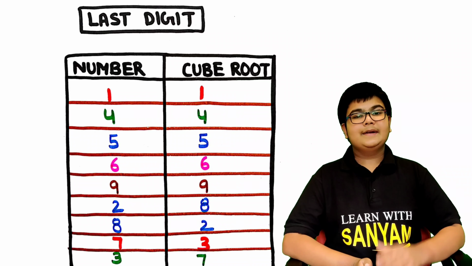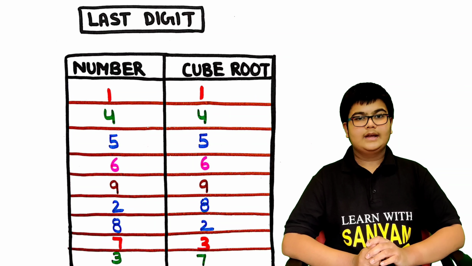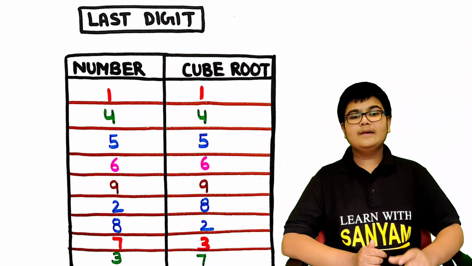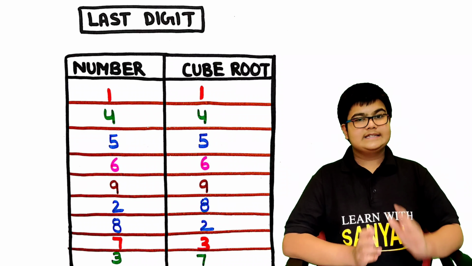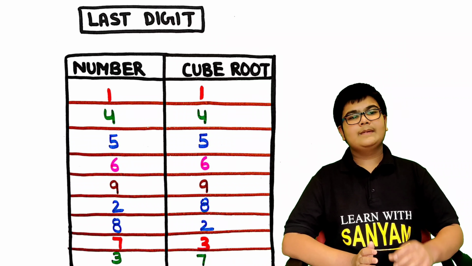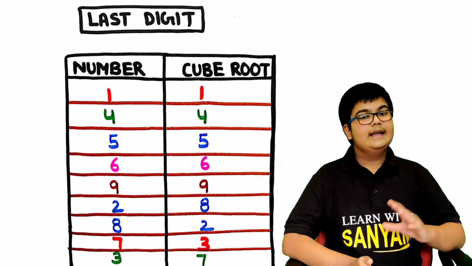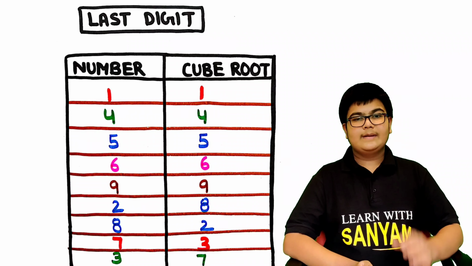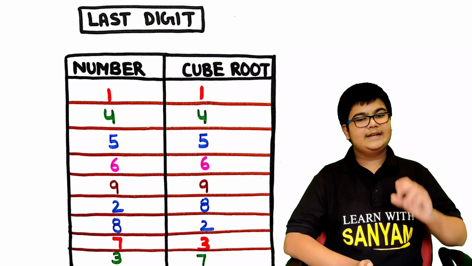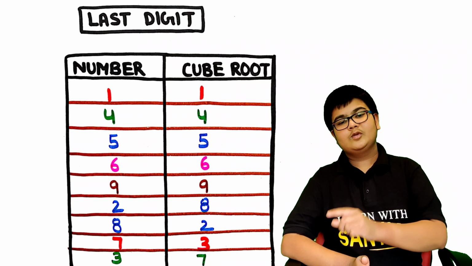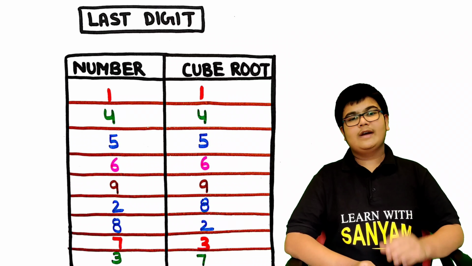But when it is 2, there will be a slight change in the last digit of the cube root. When the last digit of the number is 2, the last digit of the cube root will be 8. Similarly, when the last digit of the number is 8, the last digit of the cube root will be 2. And similarly, when the last digit of the number is 7, the last digit of the cube root will be 3. And when it is 3, the last digit of the cube root will be 7. So this is a small table which you have to remember.